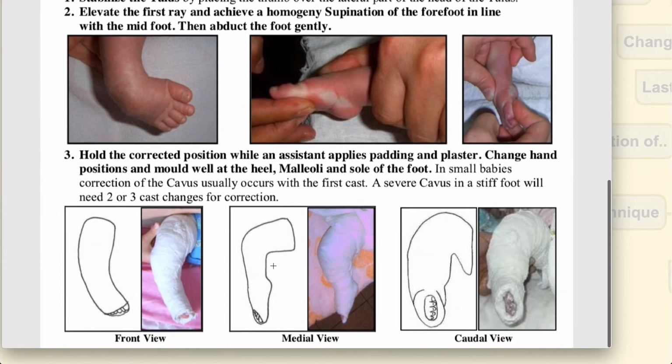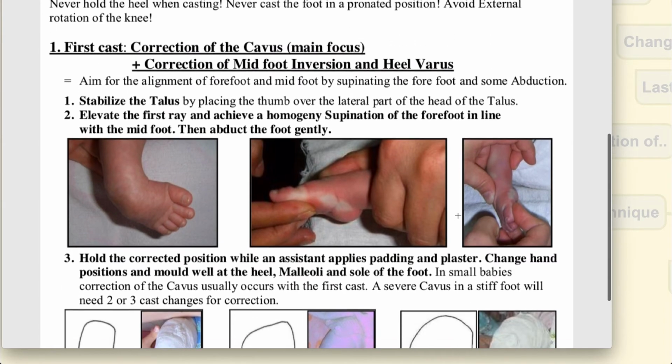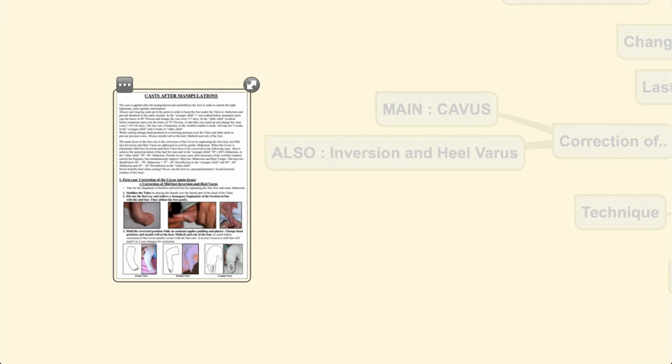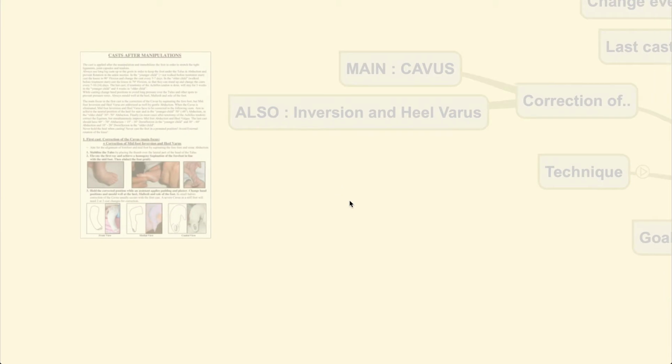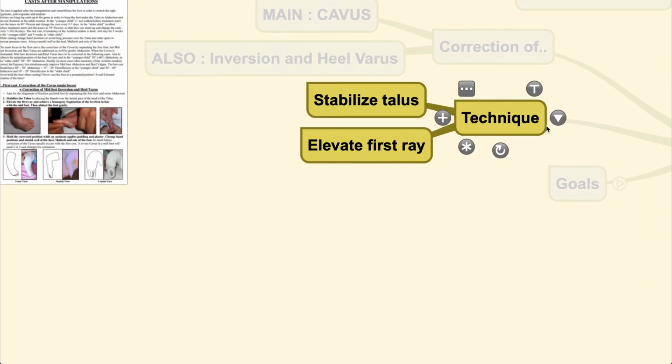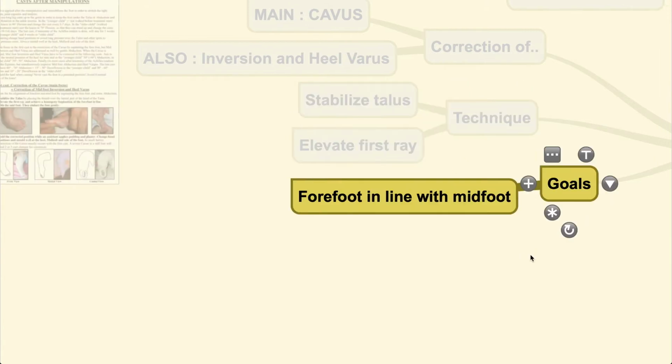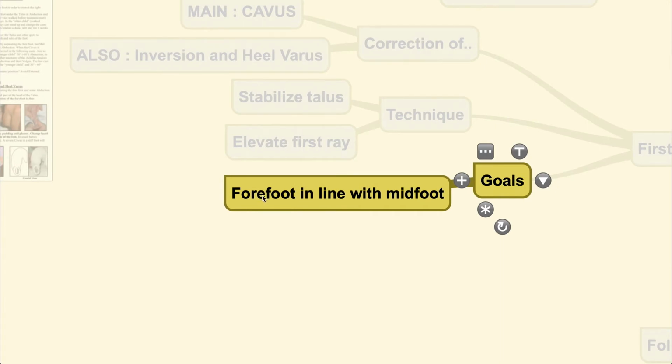At first, after the casting, the foot will appear even worse because it is even more supinated. But what you are trying to do here is to achieve the alignment of the forefoot to that of the midfoot and hindfoot. And after gaining that good alignment, you could see here, this is the technique. You stabilize the talus and you elevate the first ray or first metatarsal. The goal is to achieve a forefoot that is in line with the midfoot.